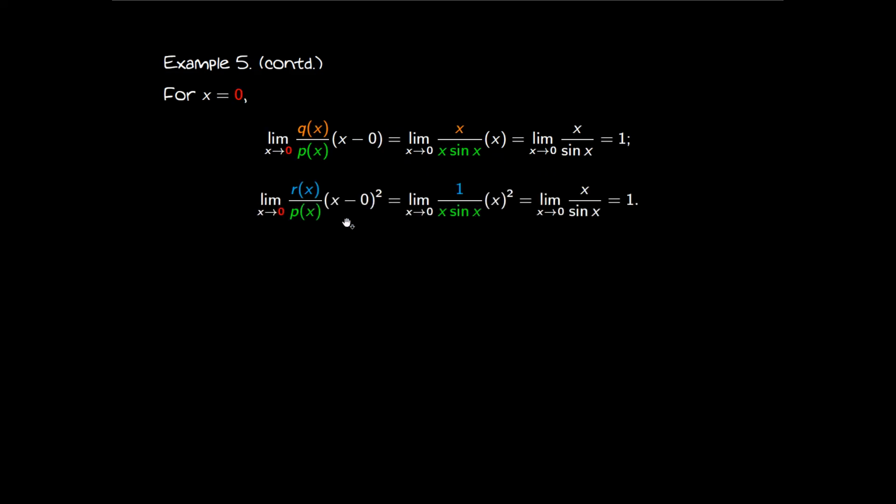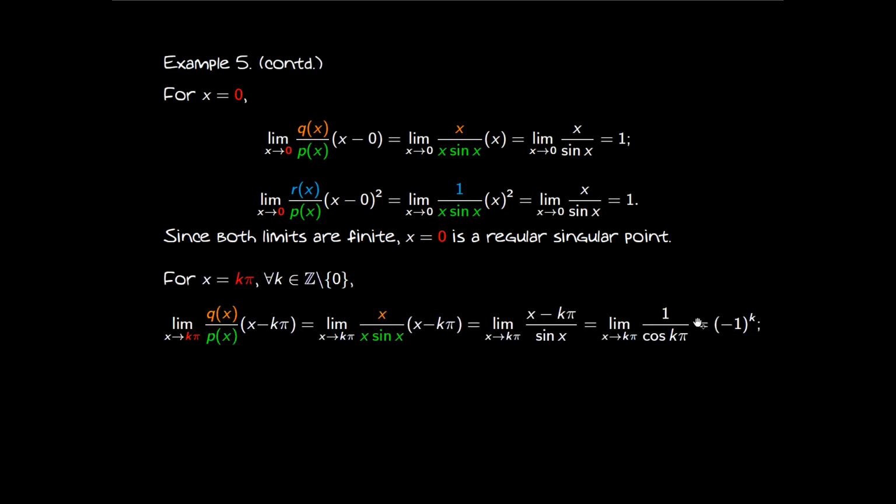And when you check the second limit, you're going to get r over p times x minus 0 squared. And once again, you plug everything in, all the definitions of the coefficients, and you do the cancellations. And again, you're going to get the same problem, and this one is also 1. So therefore, we can conclude that x is equal to 0 is a regular singular point.